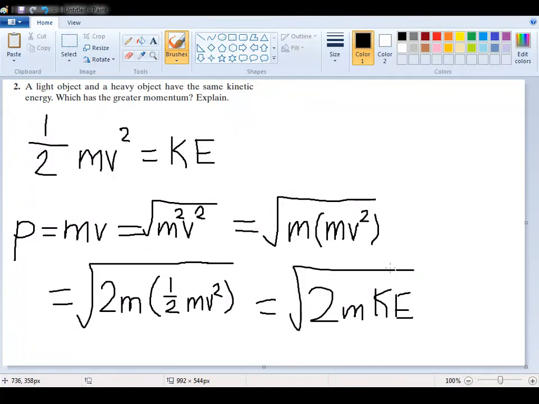So now that we know that momentum is also equal to this, it's much easier to see that if the mass is going to be bigger, as long as the kinetic energy is constant, and the 2 is obviously not going to change since it's part of the formula, if the mass is going to increase, then we can see that that most certainly will increase the momentum.